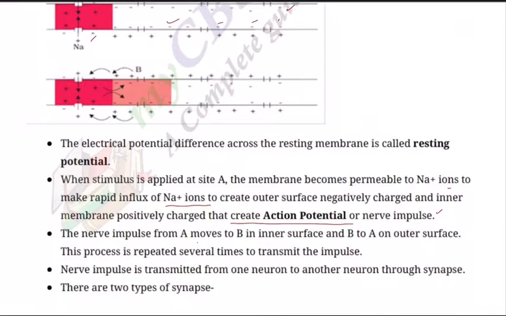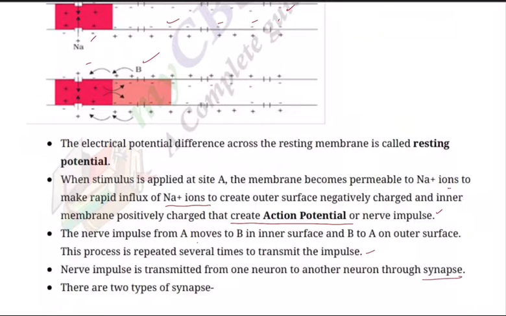The nerve impulse moves from A to B on the inner surface, and from B to A on the outer surface. Here you are seeing B to A on the outer surface. This process is repeated several times to transmit the impulse. So it is the sodium ion which is playing a crucial role.